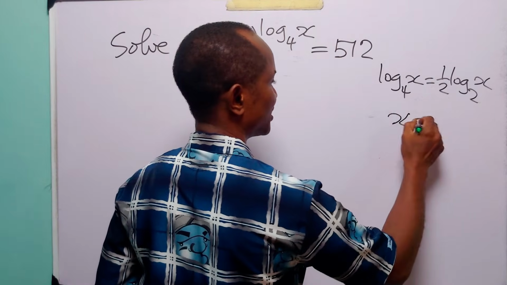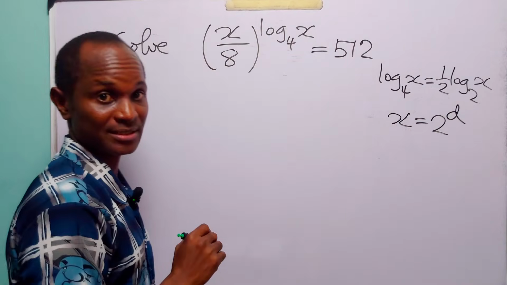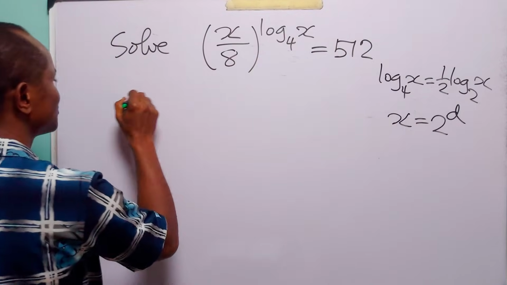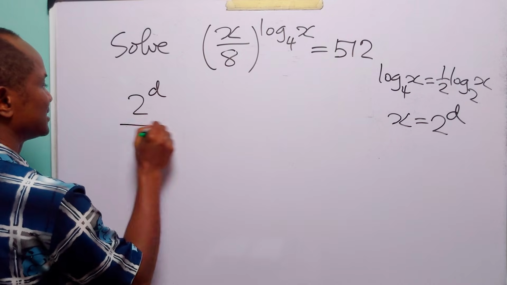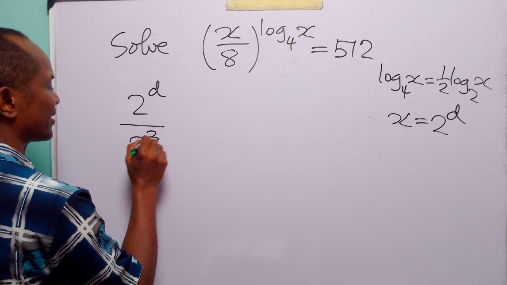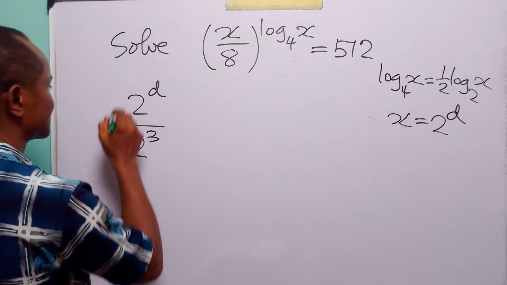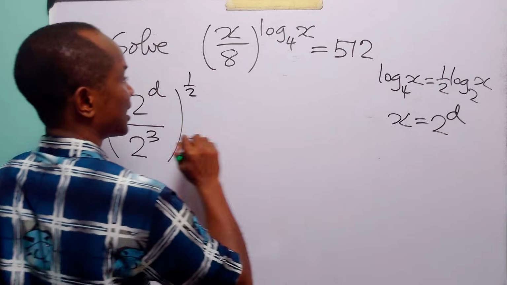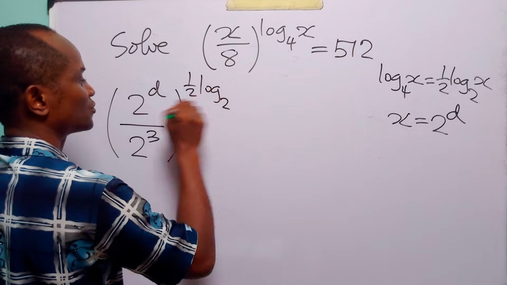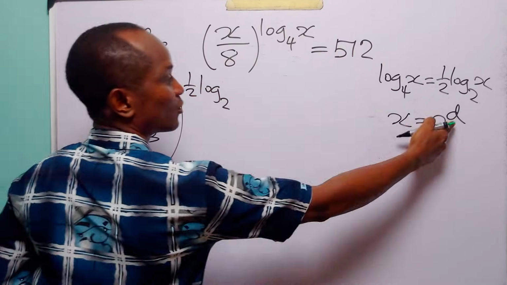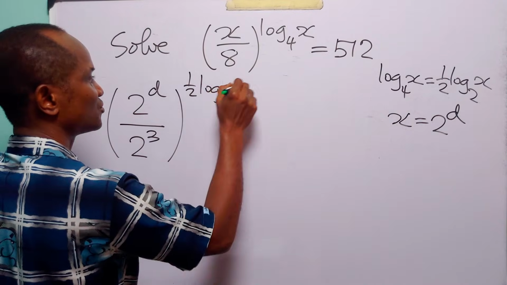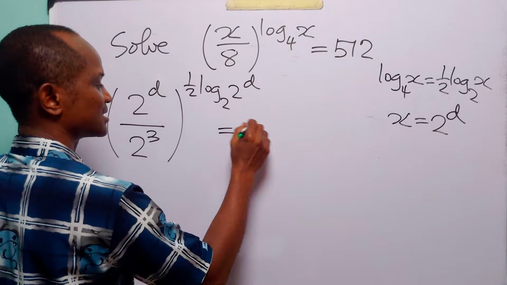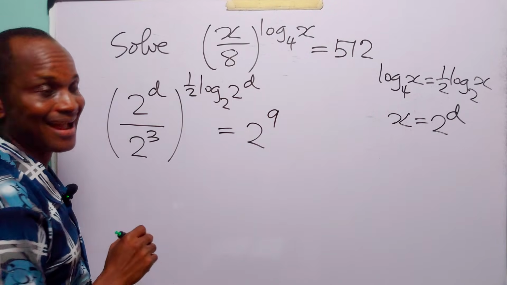Let x be equal to 2 to the power d. Then we can rewrite this equation as 2 to the power d divided by 2 to the power 3, which of course is equal to 8, to the power half times log to base 2 of x, which is now 2 to the power d. So we have 2 to the power d. And of course, this is equal to 512, which is equal to 2 to the power 9.